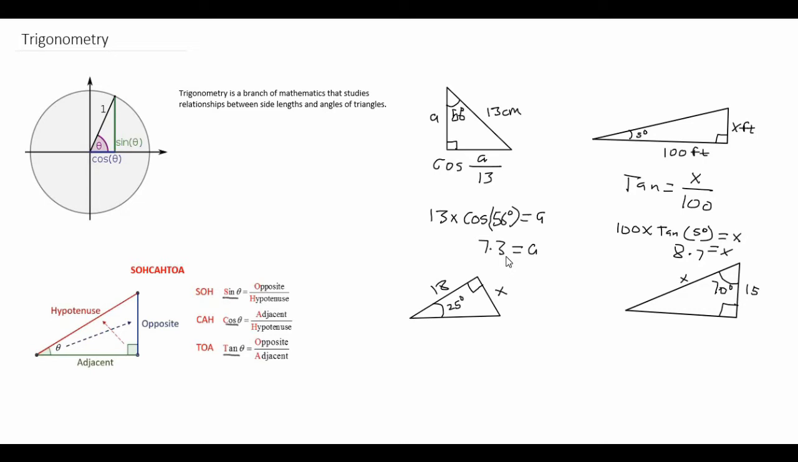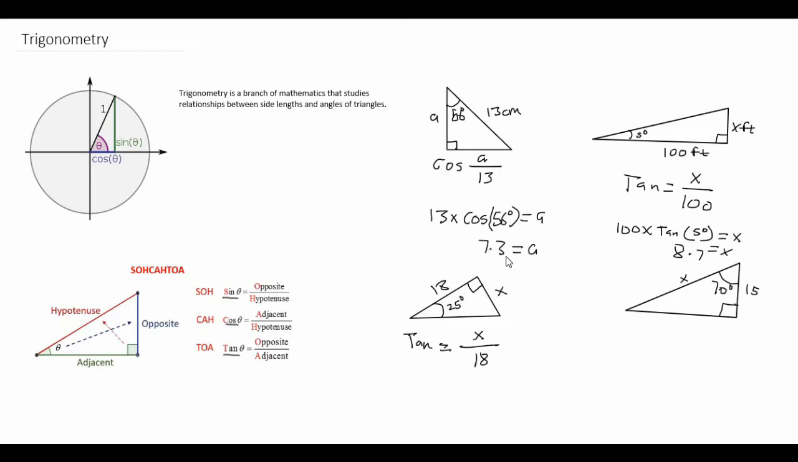In the next question, you are given 25 degrees and 18, and you are asked to find the value of x. So first you need to find out the relationship between the three. So you are given the opposite here, and you're also given the adjacent. So here you would also need to use the tan, or tangent. So tangent, as we know, is opposite over adjacent. So the opposite here would be x, and the adjacent would be 18.